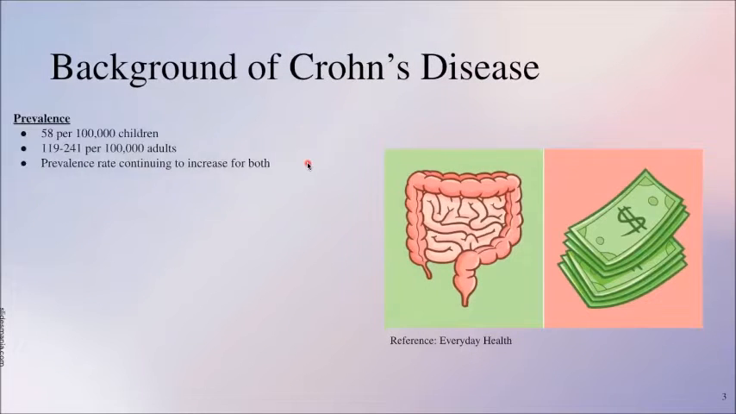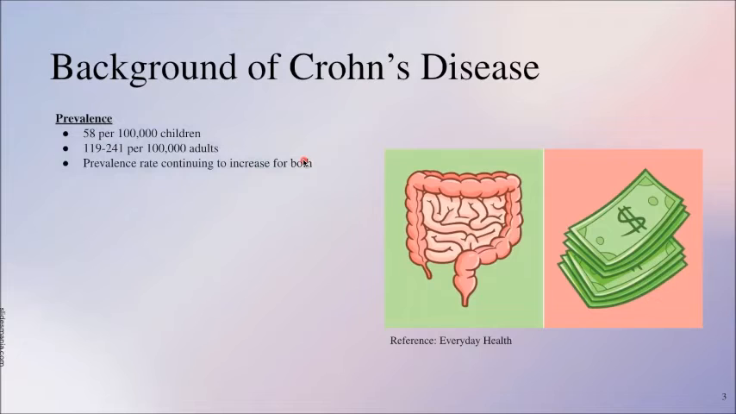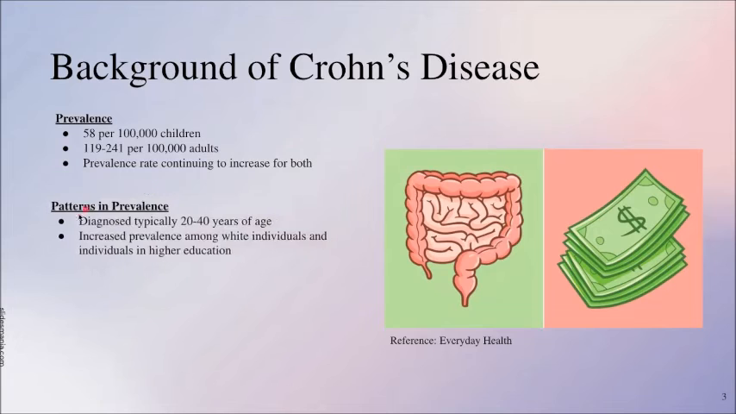In the US, the prevalence of Crohn's disease is estimated at about 58 per 100,000 children and approximately 119 to 141 per 100,000 adults. However, the prevalence rate is increasing for both groups. Additionally, white individuals and individuals with higher education levels are correlated with increased prevalence.